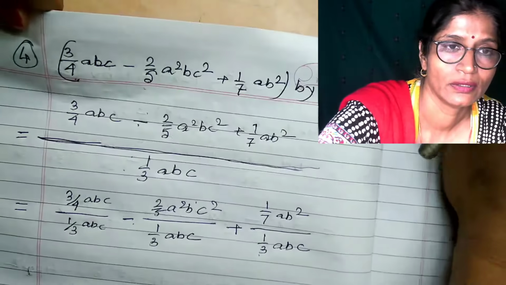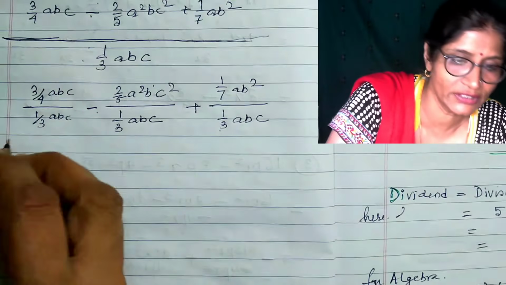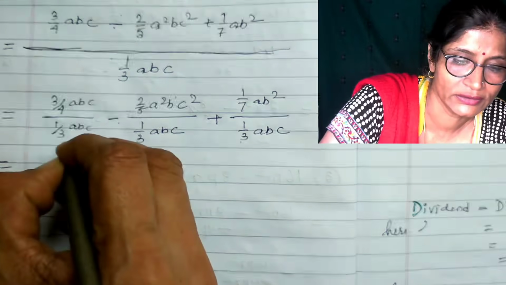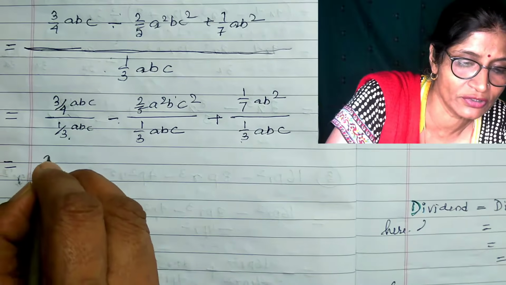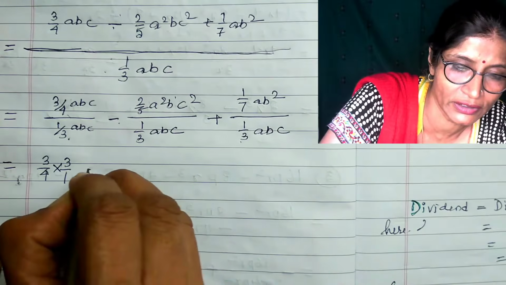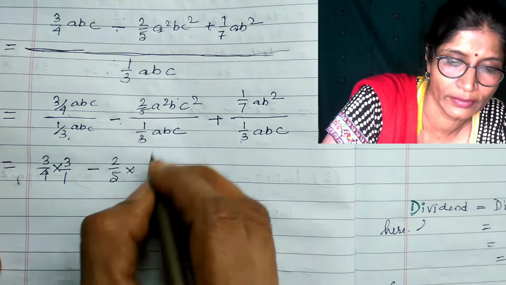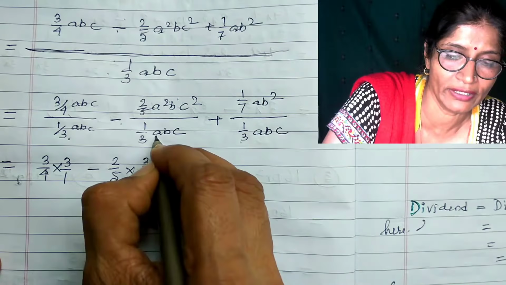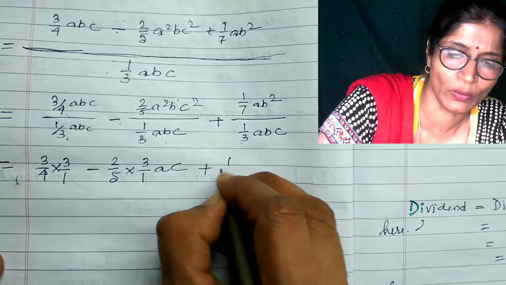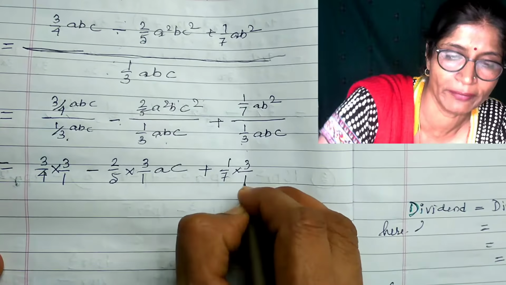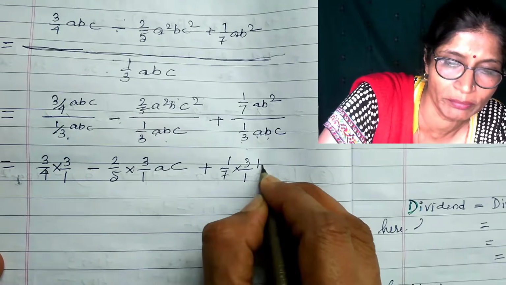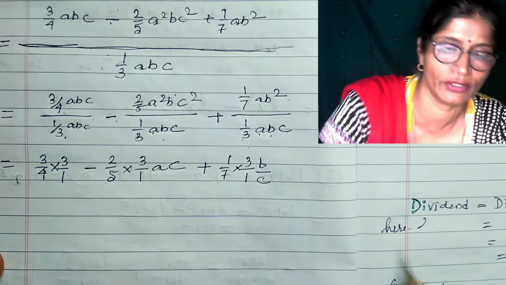Now next, that is equal to what? This 3 by 4 divided by 1 by 3 means 3 by 4 into 3 by 1. Okay, and ABC divided by ABC cancelled, so it will be only this. Minus 2 by 5 into reciprocal of this is 3 by 1, and A square divided by A, that is A, B divided by B cancelled, C square, so C is left. 1 by 7 into reciprocal of 1 by 3 is 3 by 1. A by A cancelled, B square divided by B means 2 minus 1, that is only B, and here nothing, so C is there, so I will write it in the denominator only.